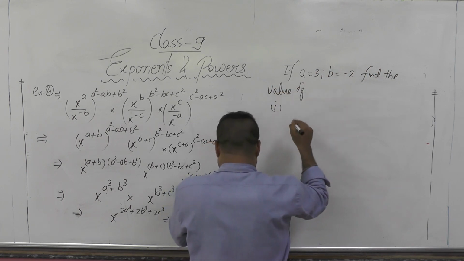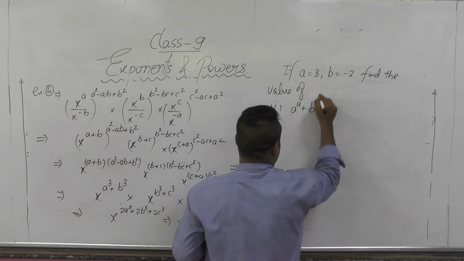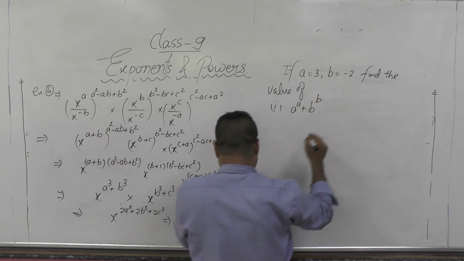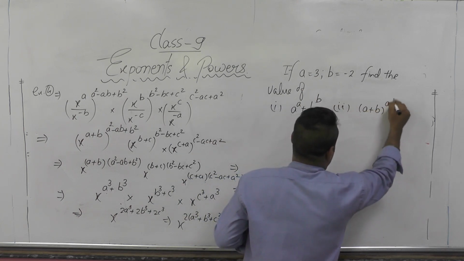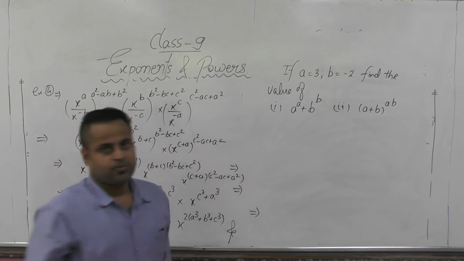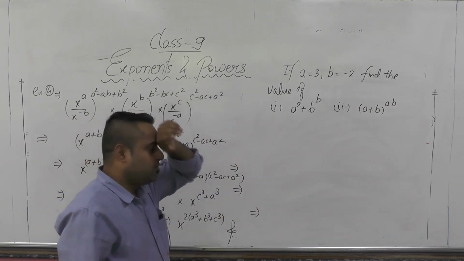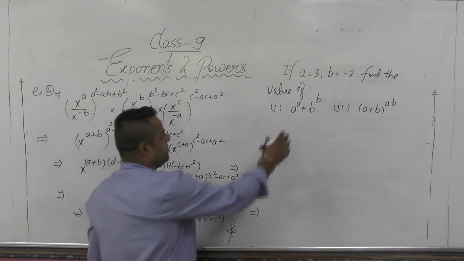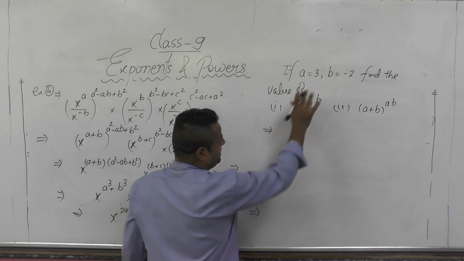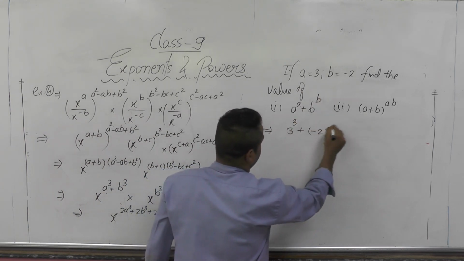first, a to the power a plus b to the power b. Okay, second, a plus b to the power ab. Now, what can you do here? First solve the bracket and then apply the power. Here there is no bracket, so you can just keep the values as they are. 3 to the power 3 plus minus 2 to the power minus 2.